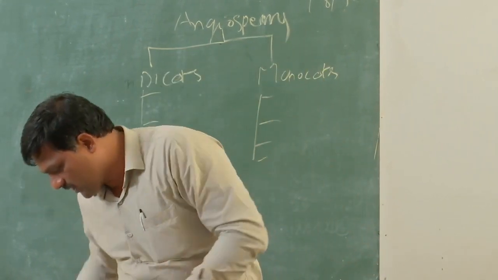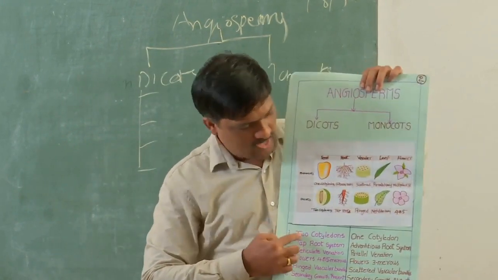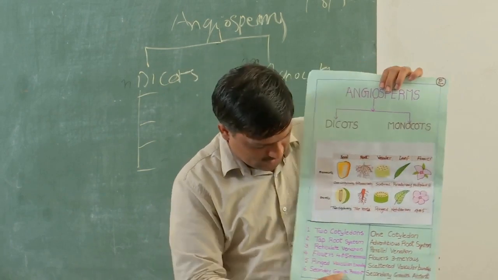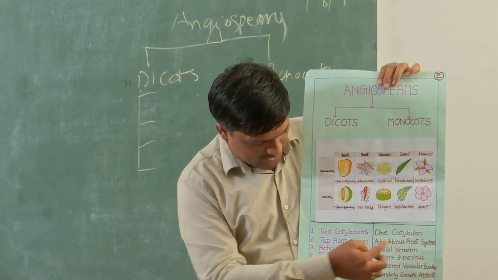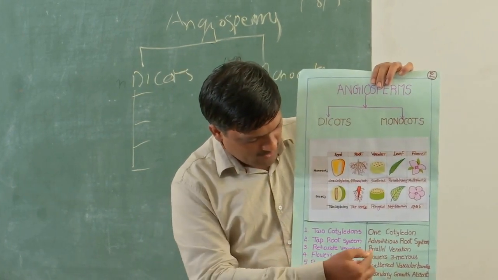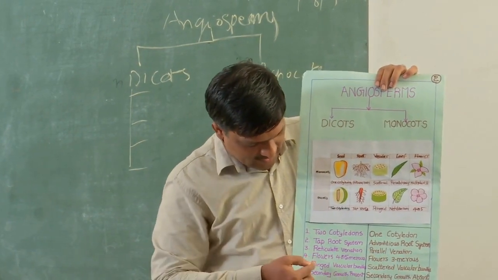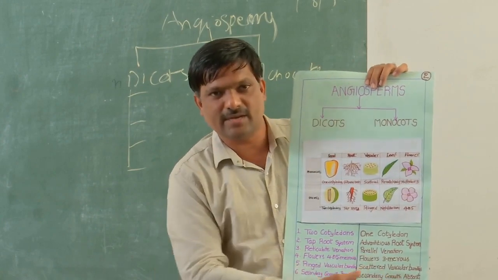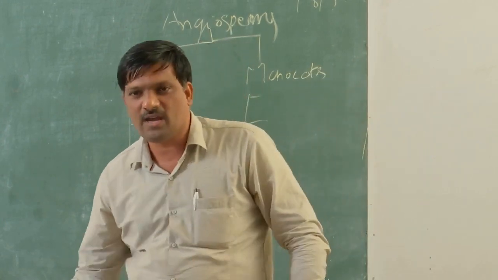So I am summarizing my work. You see here: 2 cotyledons, 1 cotyledon; taproot system, adventitious root system; reticulate venation, parallel venation; flowers 4 or 5 merous, flowers trimerous; ringed vascular bundles, scattered vascular bundles; secondary growth present, secondary growth absent. This is what today's class was.